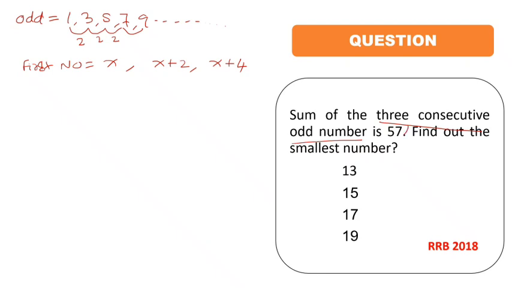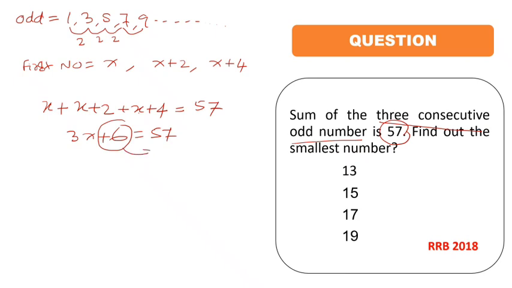So these are the three consecutive odd numbers. Their sum is given as 57. That means x plus x plus 2 plus x plus 4, the sum of these three numbers, is equal to 57. So here you can see 1x, 2x, 3x: 3x plus 2 plus 4, which is 6, equal to 57. So I am taking this plus 6 to this side, it will become minus 6. So I can write 3x is equal to 57 minus 6, 51.